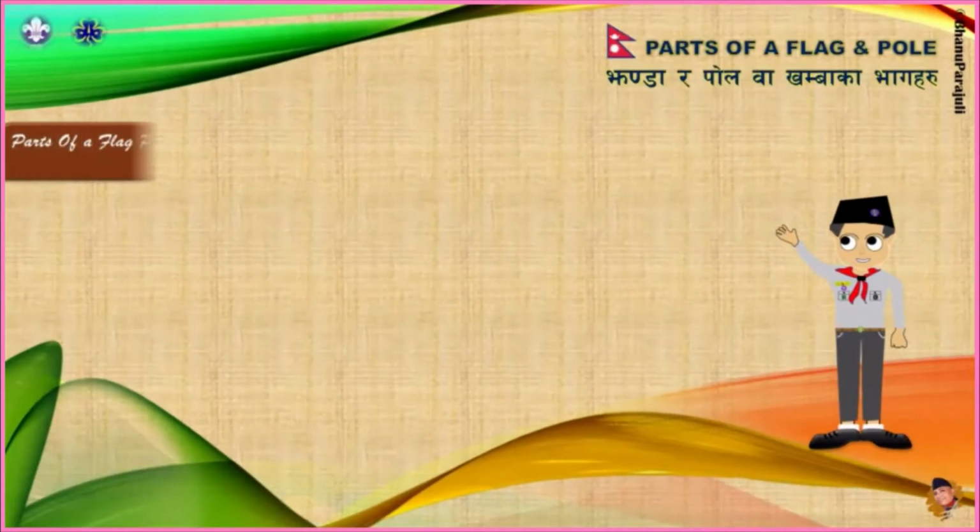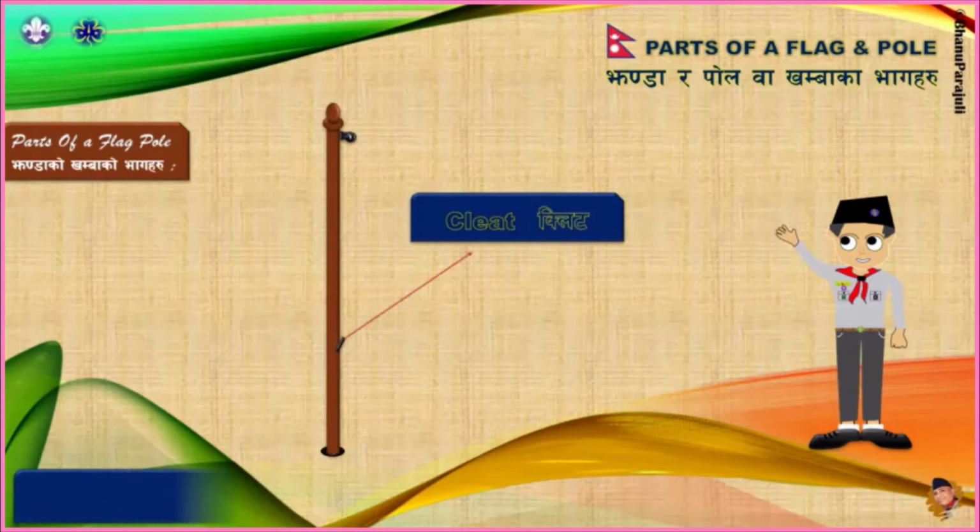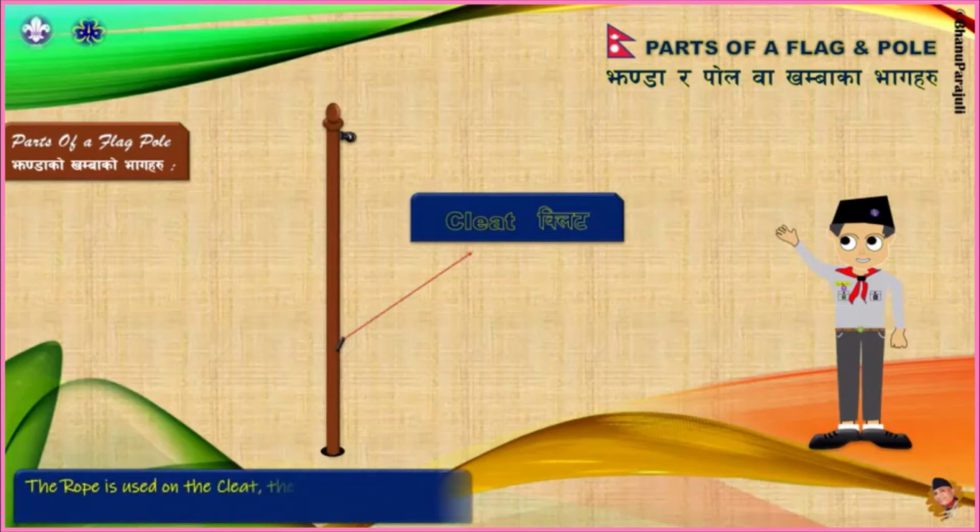Parts of a flagpole. Cleat. The rope is used on the cleat, the T-shaped metal, to form the flag.